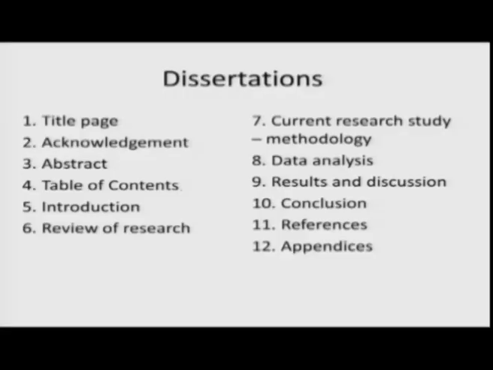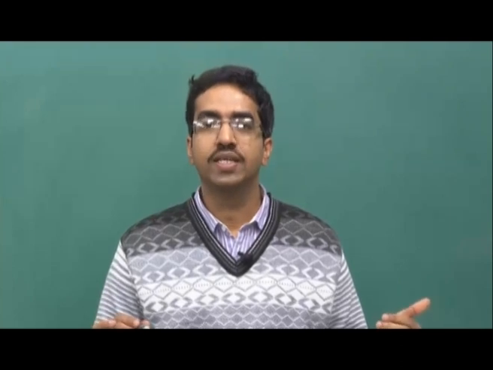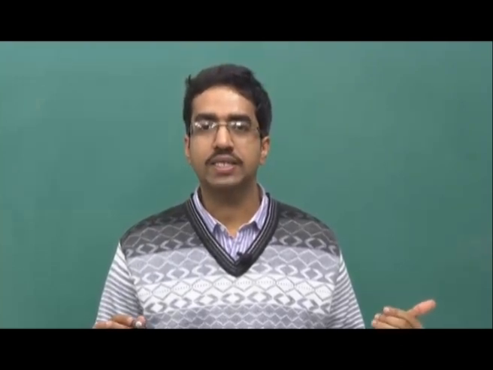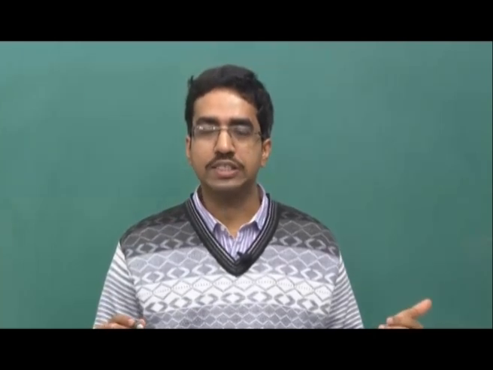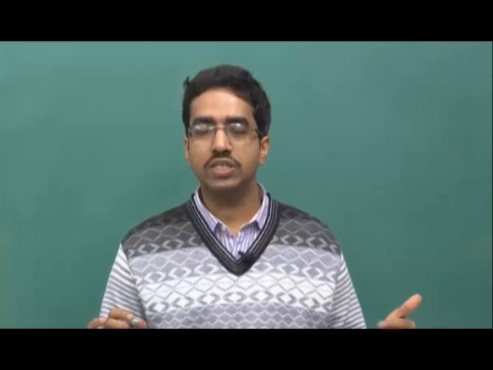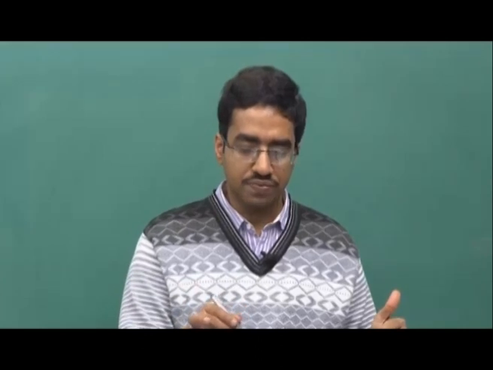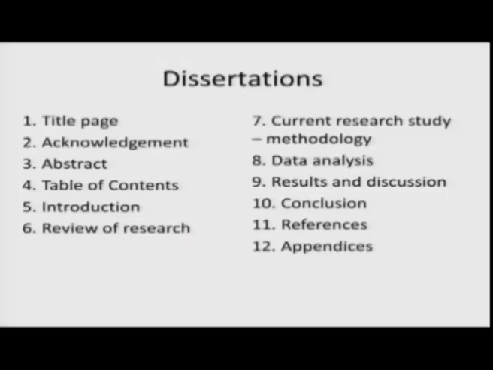Then you have table of contents. Note here that a dissertation is expected to be fairly long, something like at least 250 pages having many chapters, subsections and so on. So, you need to have a table of contents indicating all these chapters, sections, subsections and the page numbers. And then you move into what we call the main body. So, which includes introduction, review, methodology, data analysis, results and conclusion.